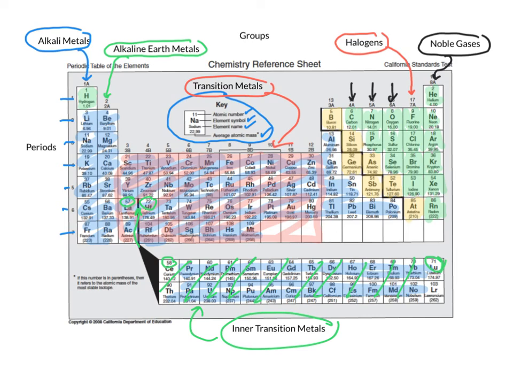So we want you to be familiar with what groups are, what periods are, and some of the names of groups, and particularly next unit, not so much this one, you'll want to know where your semimetals are. Okay, these are all the yellow ones, those are your semimetals. Okay, and then you want to be able to identify your nonmetals, and then the rest of the periodic table are metals. So there's your introduction to the periodic table.